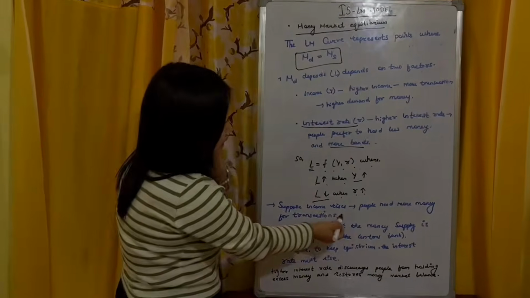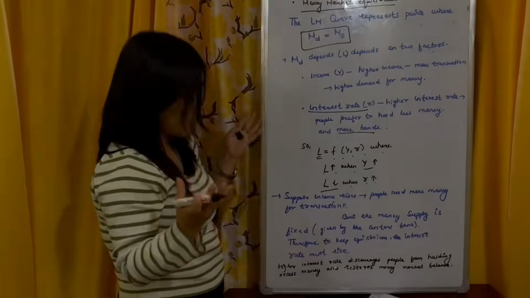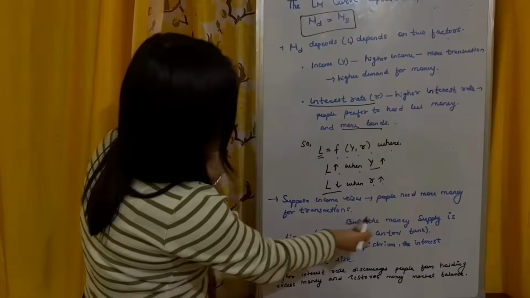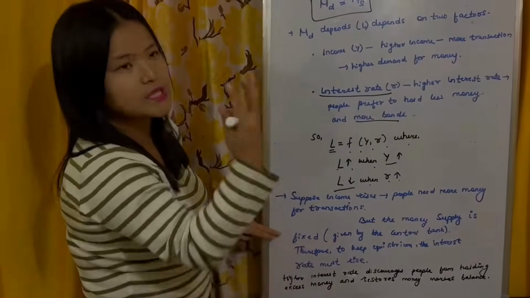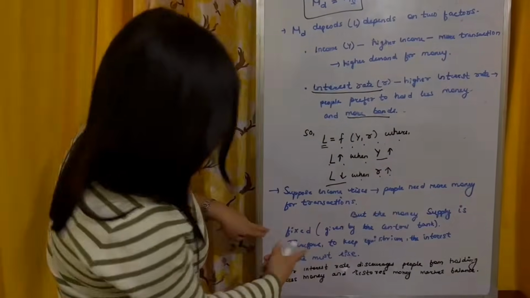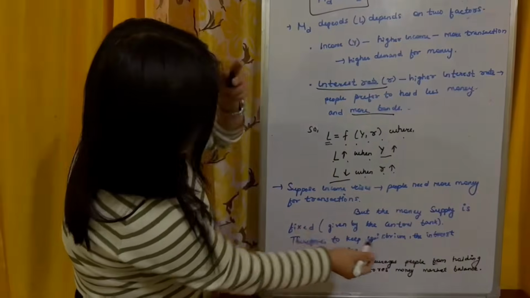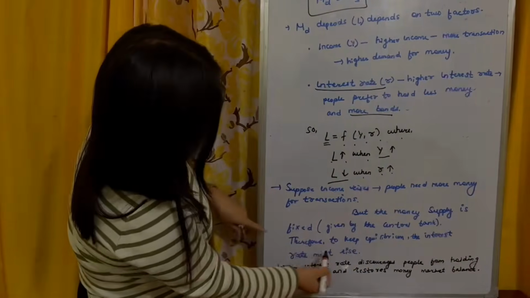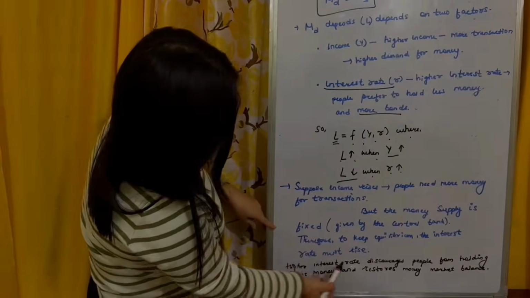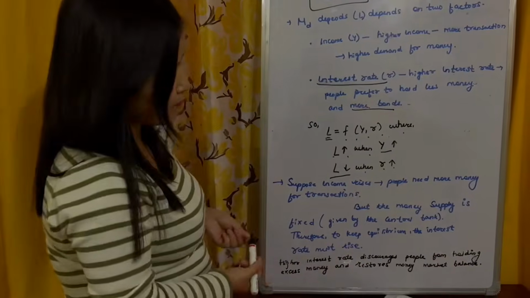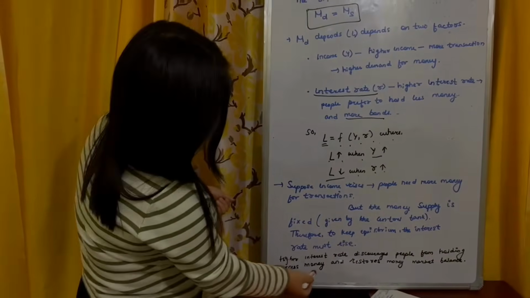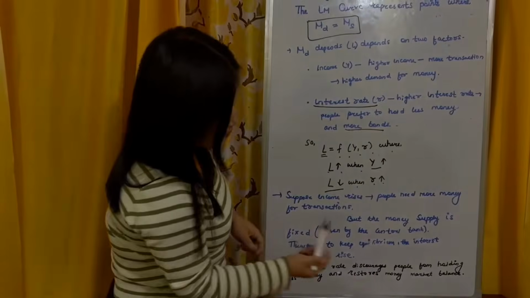Suppose income rises, people need more money for transactions, but the money supply is fixed, which is given by the central bank. Therefore, to keep equilibrium, the interest rate must rise. A higher interest rate discourages people from holding excess money and restores money market equilibrium.